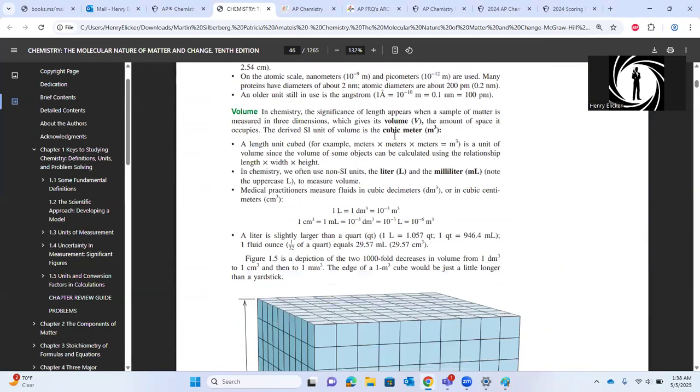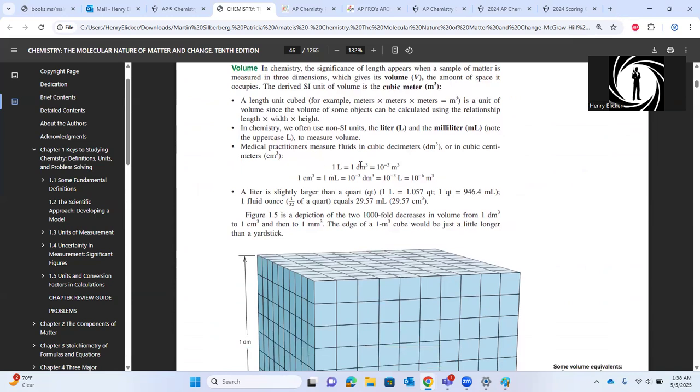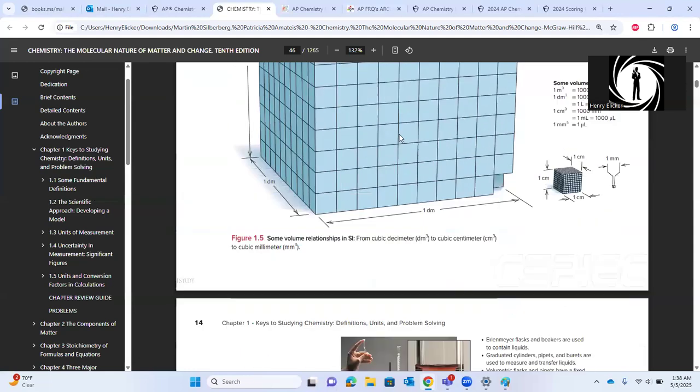Now notice you can cube units too. In fact, volume is usually cubic meters. That's the derived unit. Just some information to get from that. We can actually relate milliliters and centimeters cubed. It turns out, for measurements, 1 centimeter cubed is exactly 1 milliliter. That's very helpful for conversions.